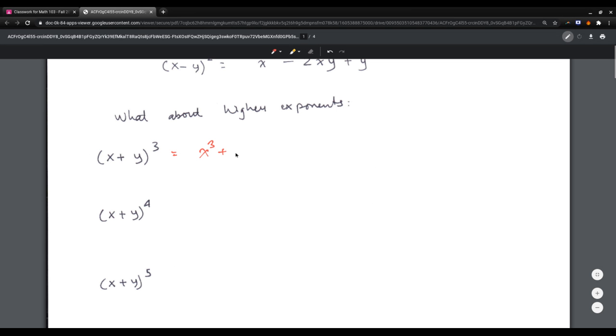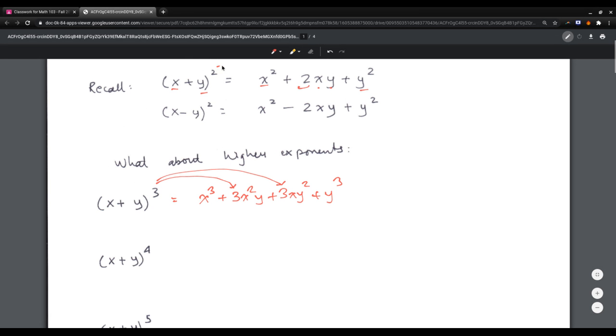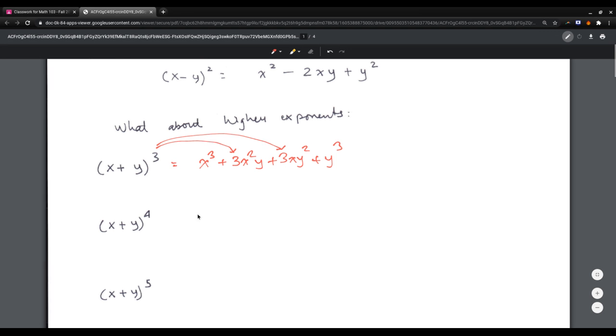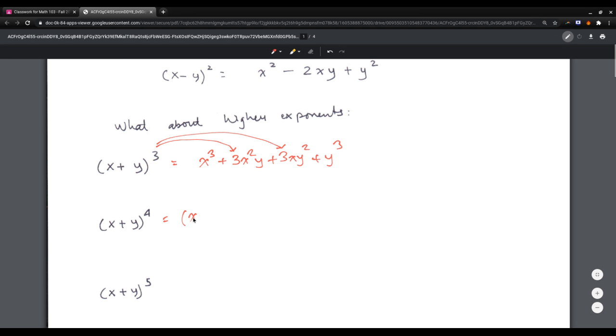Now, this one is actually x cubed plus 3x squared y plus 3xy squared plus y cubed. So you see one pattern is that the number 3 appears here, right? In this case, the number 2 appears. Now let's try this one.